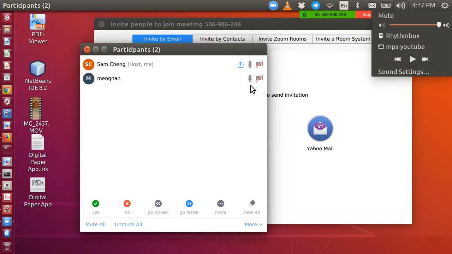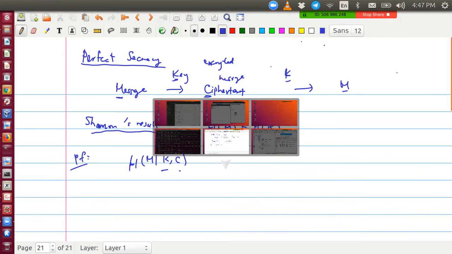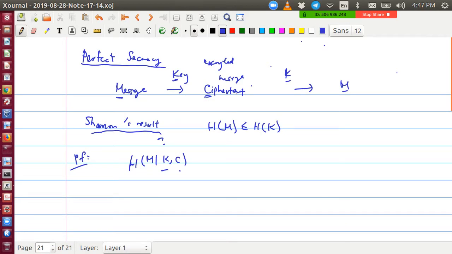I think the answer to the question should be 0. Yes, okay. Great. So nice to hear your voice. So yes, this should be 0, right? Here we assume that at decoding, you have the key and the ciphertext, and you recover the message losslessly. So given the key and the ciphertext, there should be no uncertainty for the message. Therefore H(M|K,C) should be simply 0.